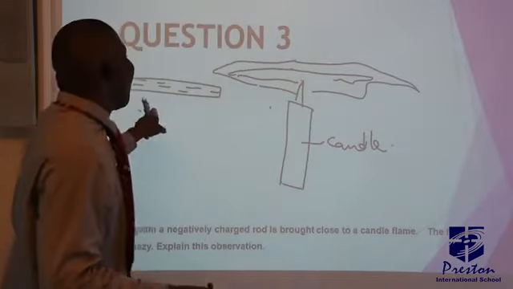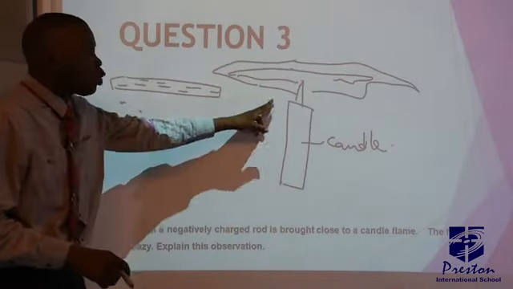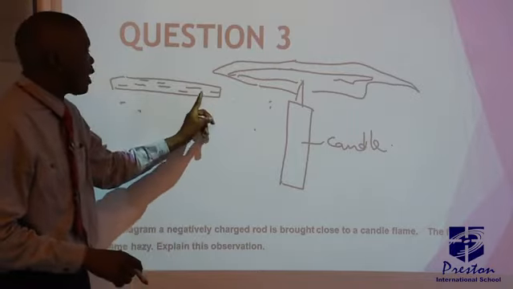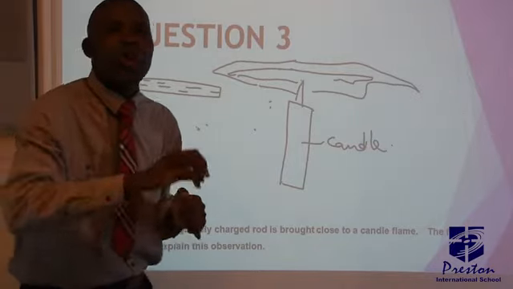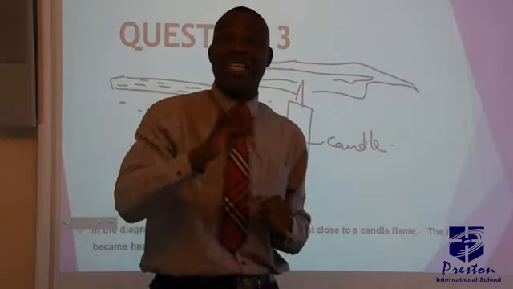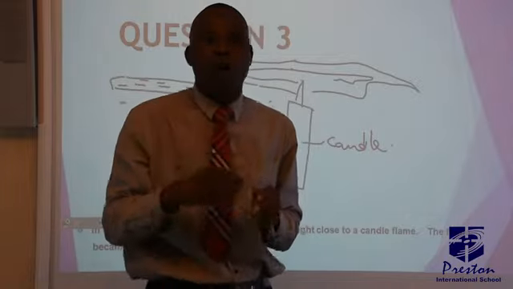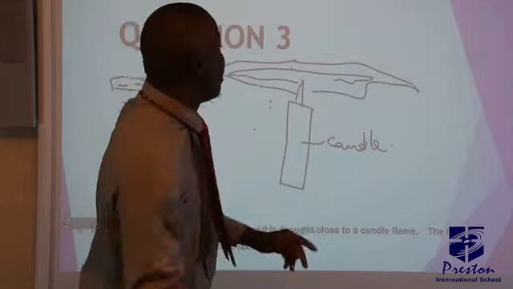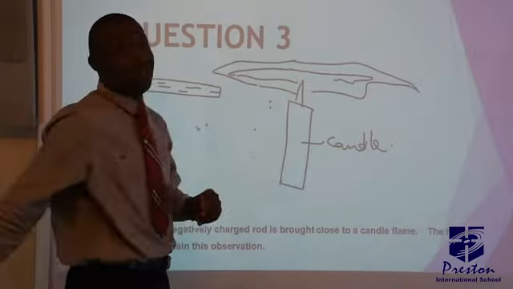Now, when we bring a negatively charged rod close to the candle flame, what the negatively charged rod will do is this: it is going to repel all the electrons which are negatively charged and then attract all the positively charged ions. For that reason, it is going to become hazy.